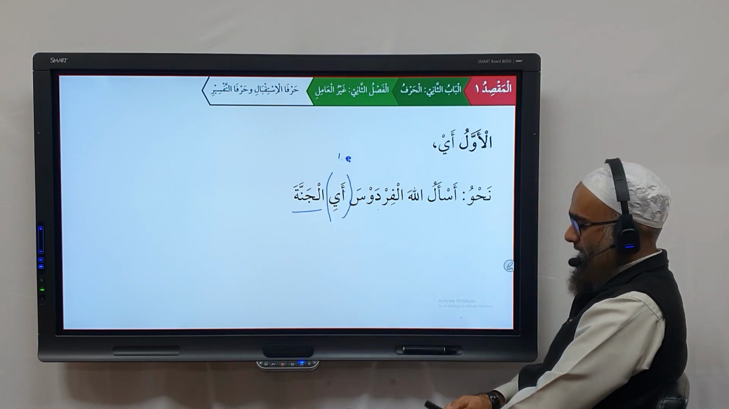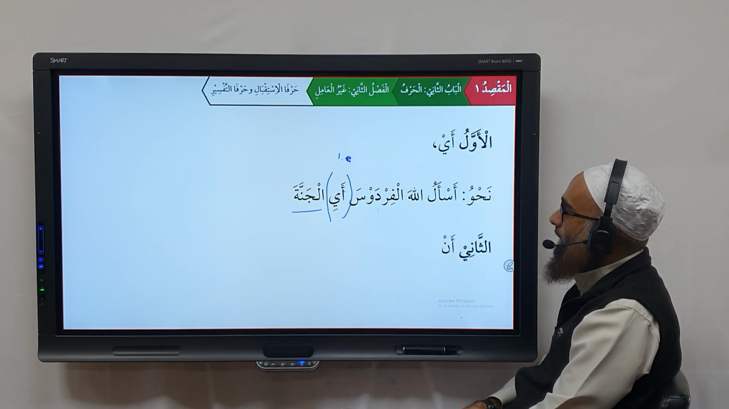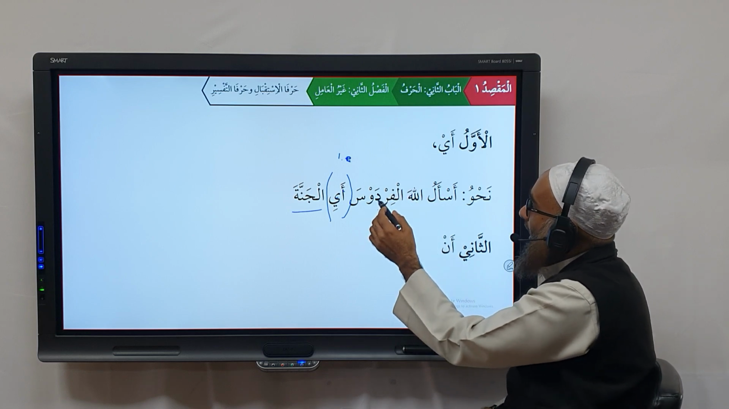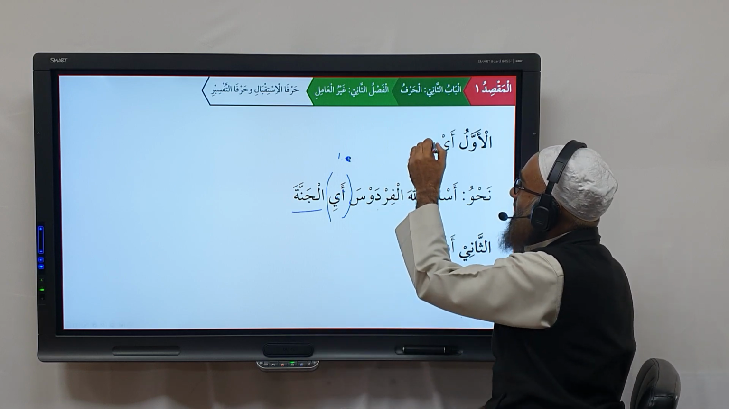So أي. The second one is أن. Now, the thing about the particle أي is that it is usually for tafsir al-mufrad.